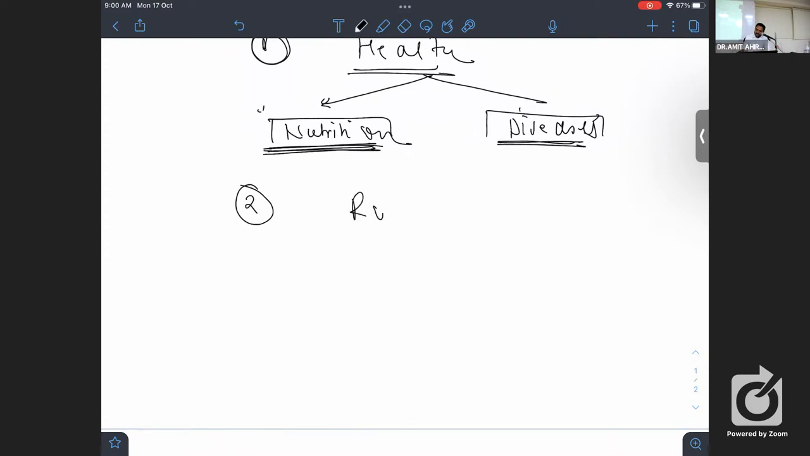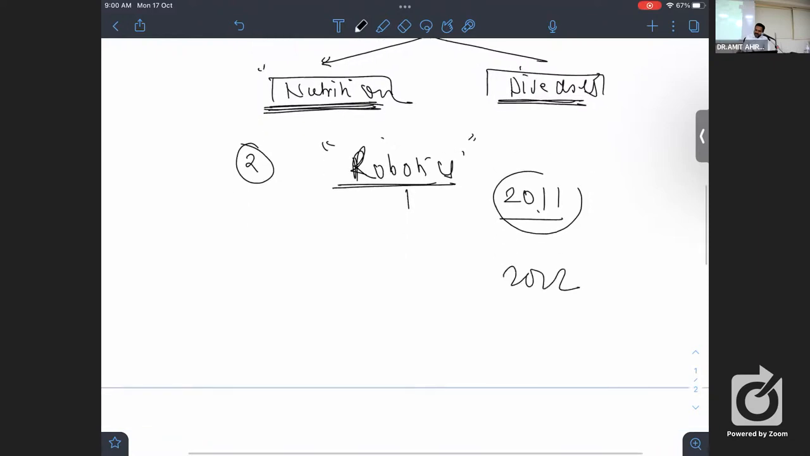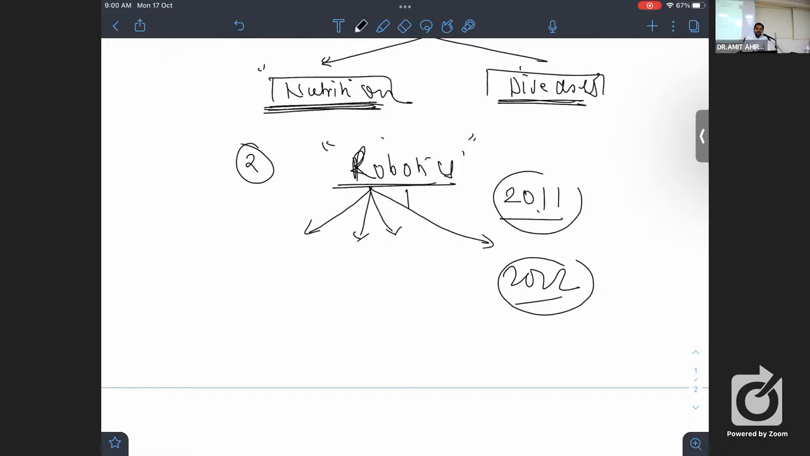Next is robotics. When UPSC thought to change the syllabus, UPSC introduced one topic, that is robotics. That was there in 2011. Right after 2011, now this 2022 is going on. 10 years are over. But in robotics, science has widened its scope.